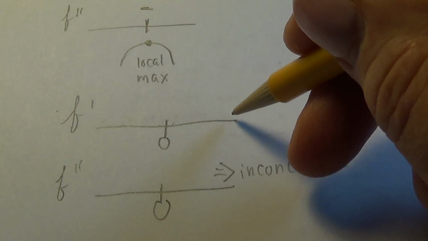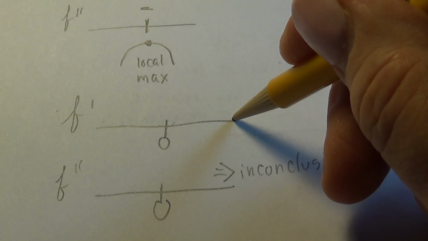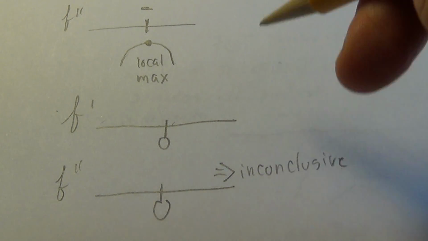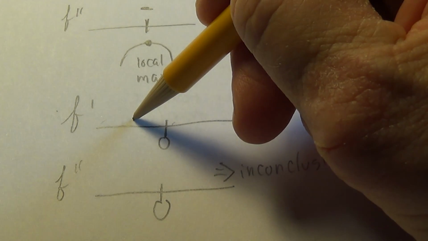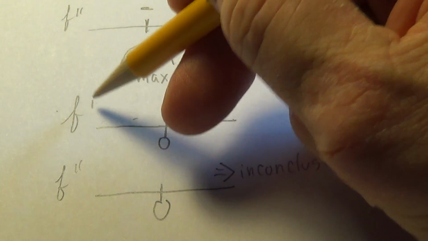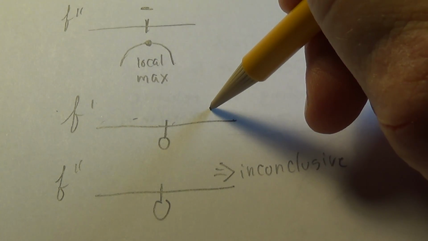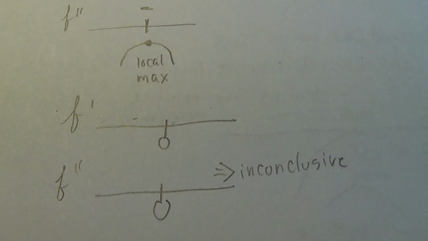So you're going to have to go back and use the first derivative test, which will not fail you. So you'll check on this side to see if the first derivative is positive or negative, and then you'll check on this side and conduct a first derivative test. So why is that? Why is the second derivative equal to 0 not conclusive?